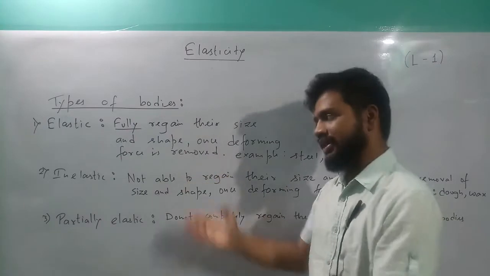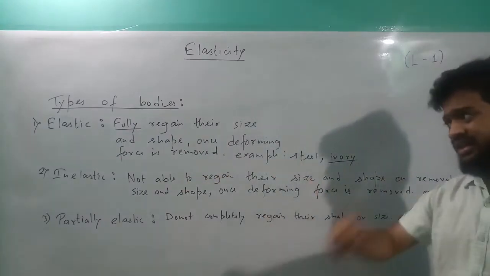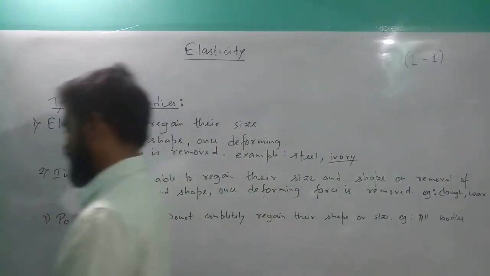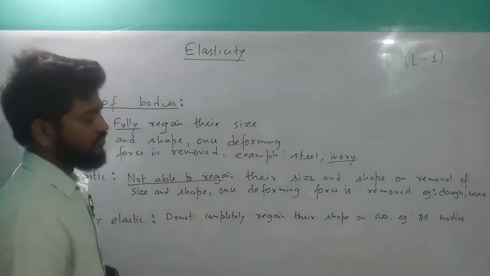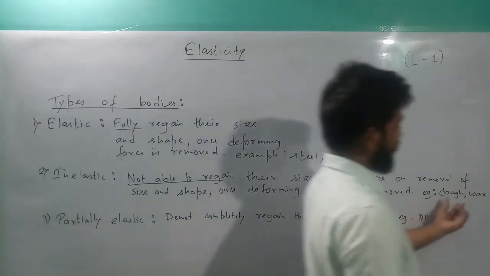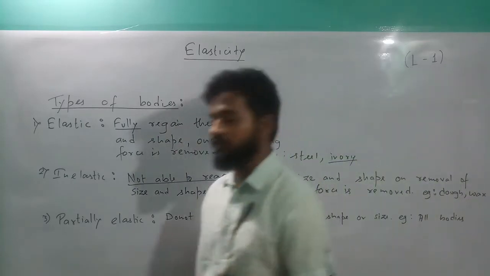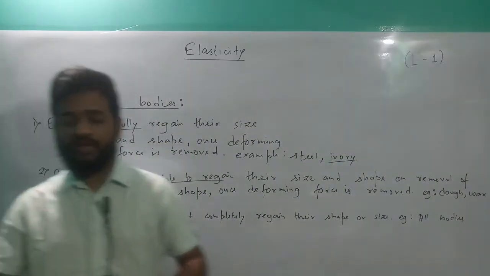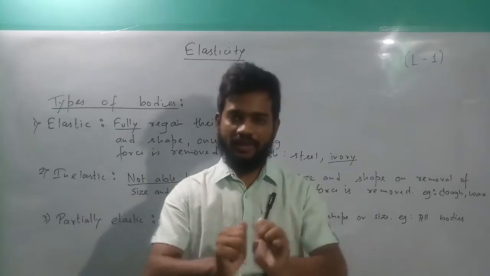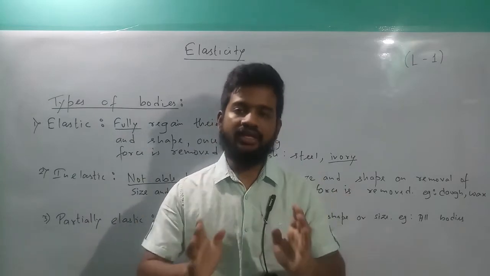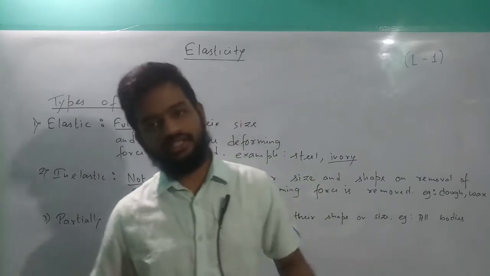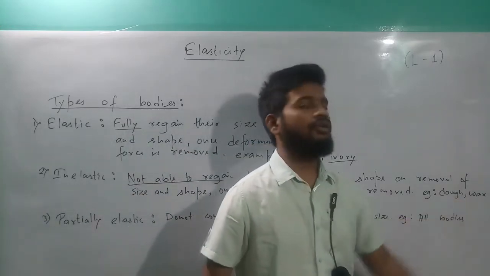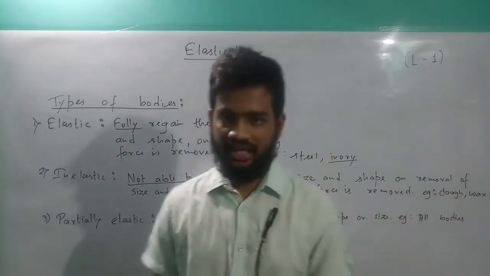So let's get back to our types of bodies. The second body is inelastic. They are not able to regain their size and shape once the deforming force is removed. Like dough. Have you seen that atta dough, which is used for making chapatis? You press it, and once you let it go, it will remain the same shape as it was. It simply means that it cannot regain its shape. Similar to your wax also, the candle wax, it's again inelastic.